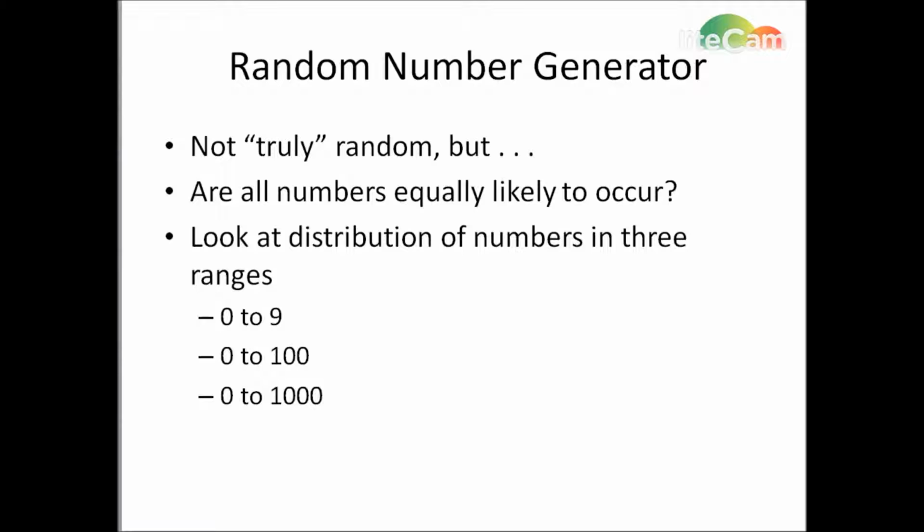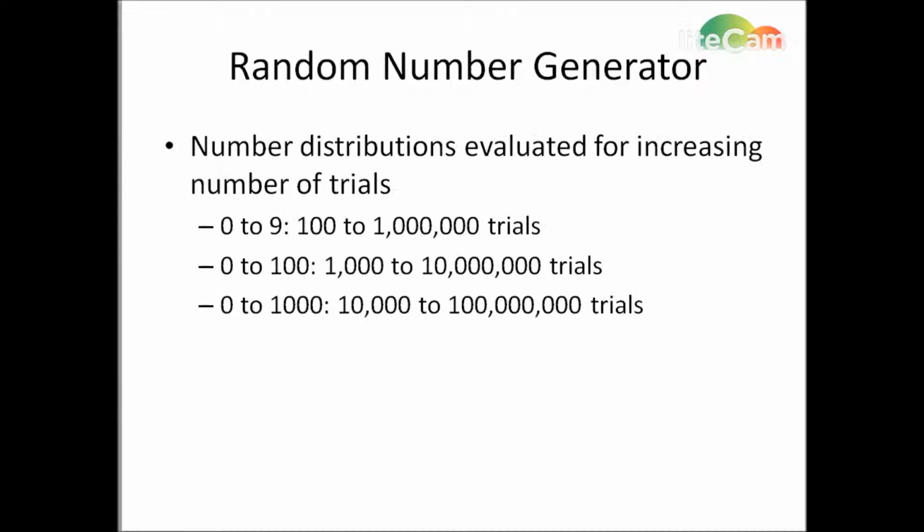We know that the random number generator does not give a truly random number, but are all numbers equally likely to occur? We look at the distribution of numbers in three ranges: 0 to 9, 0 to 100, and 0 to 1000. Number distributions were evaluated with an increasing number of trials. Larger ranges were given more trials.